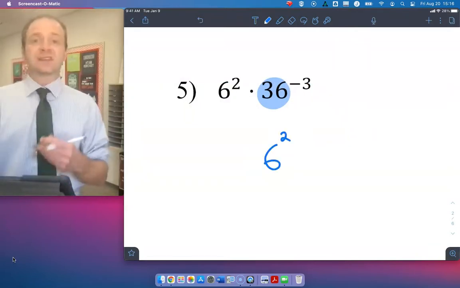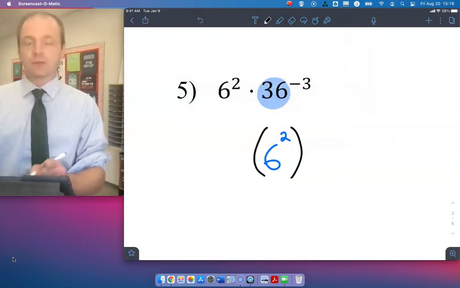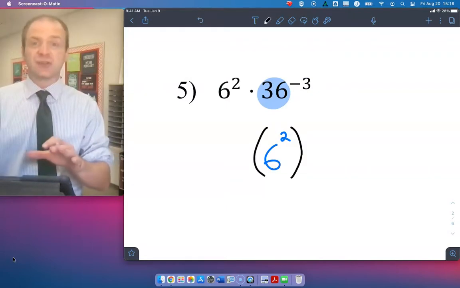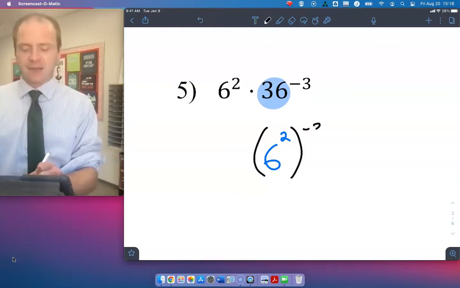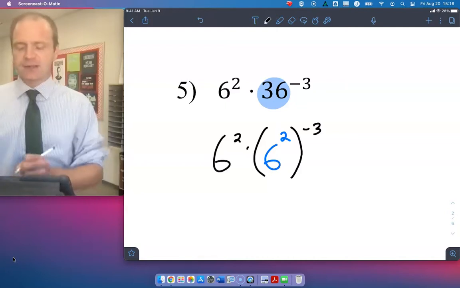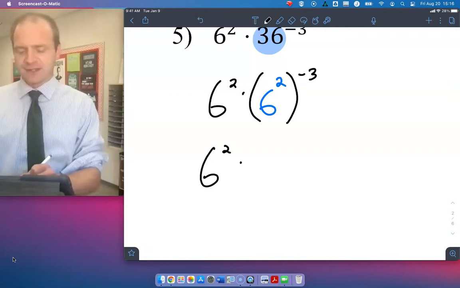Is there a way for me to change 36 to a power of 6? I know 6 squared is 36. So I'm going to replace 36 with 6 squared. I didn't change the numerical value of it. I just wrote it a little bit easier. And that's a negative third power, and I still have this 6 squared out here. Well, let's just leave this 6 squared here, and this is my power rule.